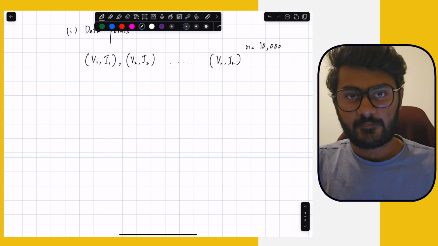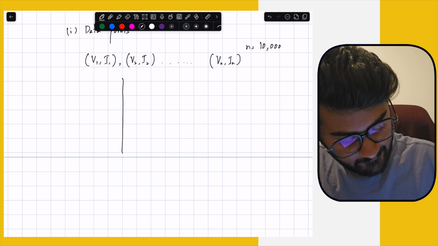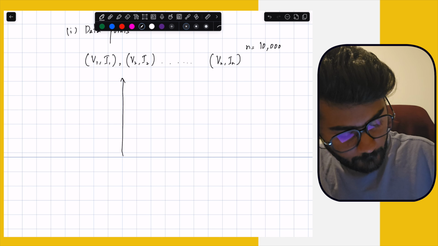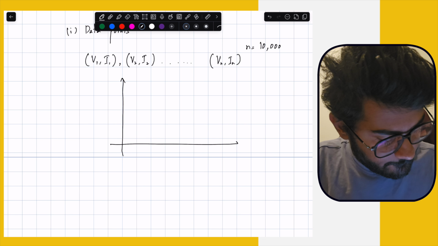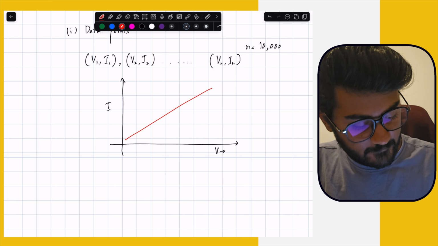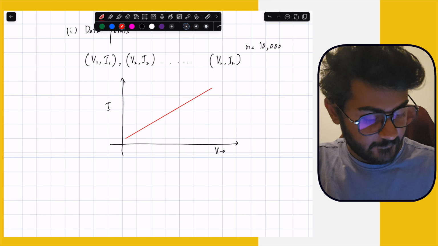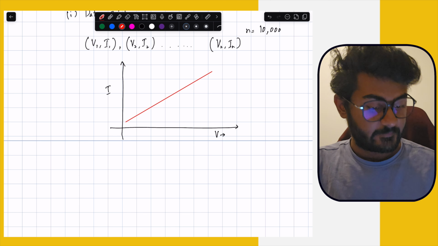Once you do this experiment, you plot all these points on a graph. There's your voltage and there's your current. Your graph will look something like this. This is an example of a simple linear regression. So the graph looks something like this.